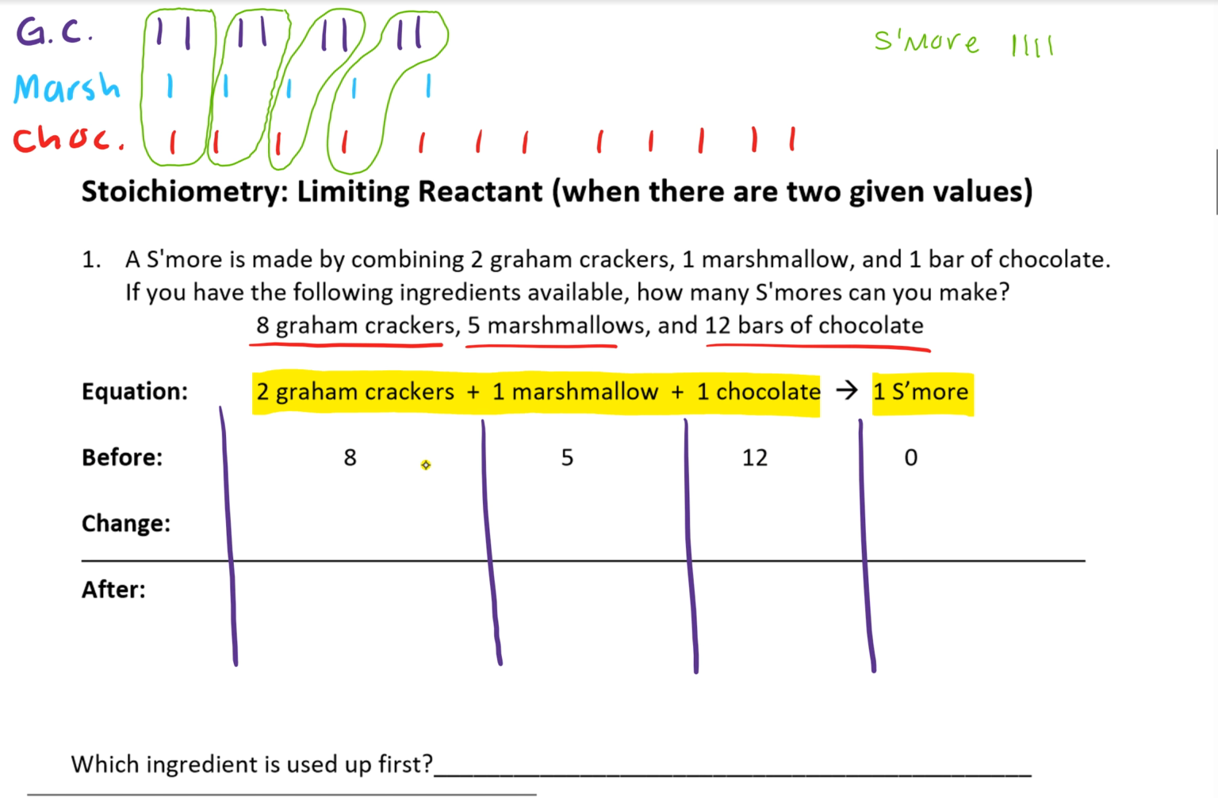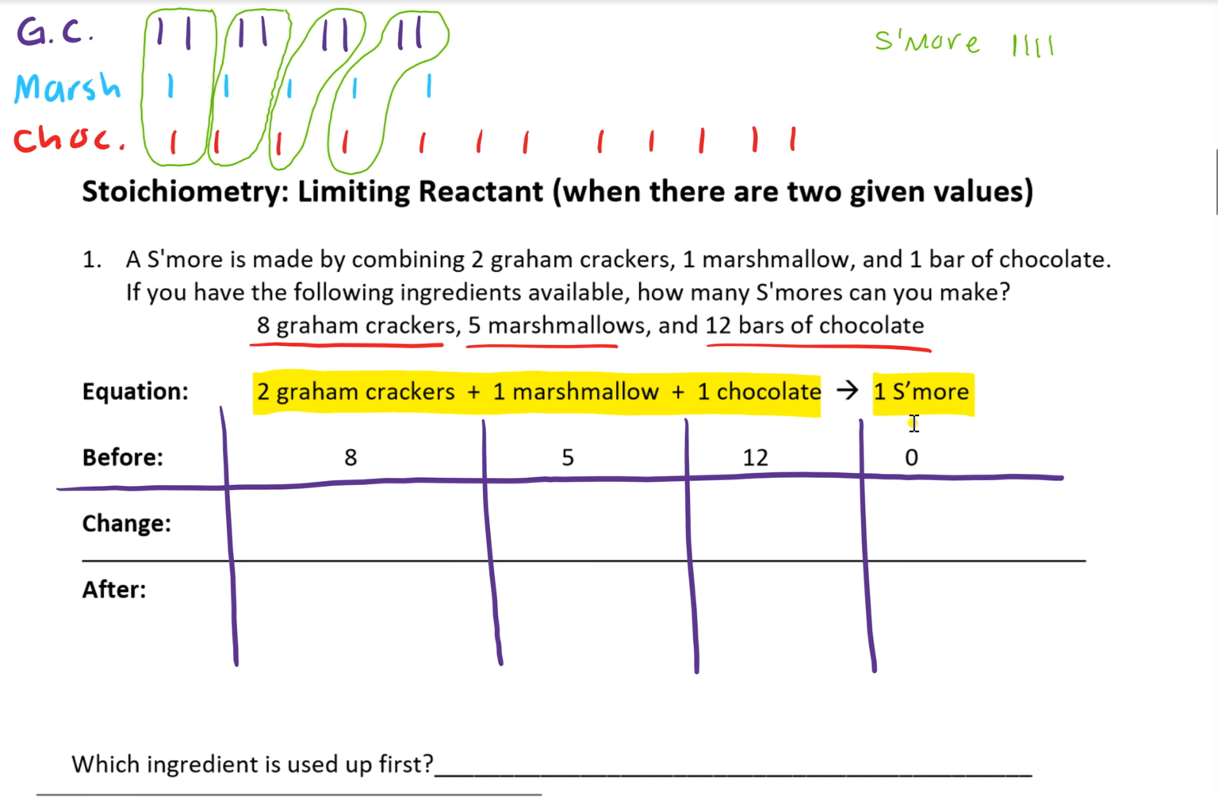And also it's helpful to draw rows so you can differentiate between the before and the change and the after. So at the beginning, we had 8 graham crackers, 5 marshmallows, 12 chocolates, and 0 s'mores. And we're going to go through, based upon our picture here, how many s'mores we were able to make. At the very end of our reaction, we were able to make 4 s'mores.